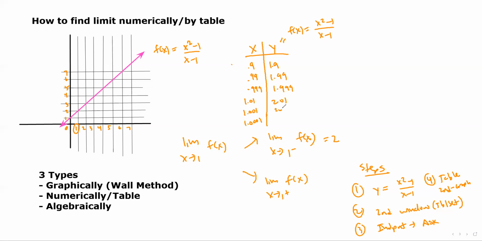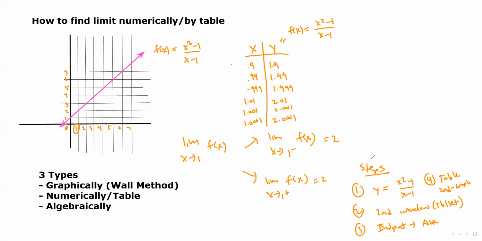As I enter those values in my table, I get 2.01, 2.001, 2.0001. So it appears that as x approaches 1 from the right side of the graph, the y value is approaching 2, or the limit is going to 2. So here I write down 2.